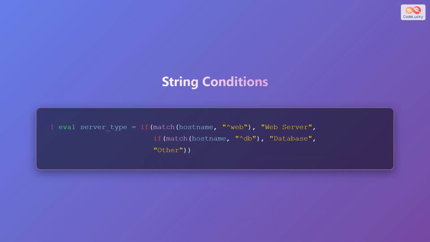The if command works effectively with string pattern matching using functions like match. This example categorizes servers based on hostname patterns. The first condition uses the match function to check if the hostname starts with web, using a regular expression. If true, it returns web server. The nested if checks if the hostname starts with DB, returning database if true, or other for any hostname that doesn't match either pattern. This approach is valuable for automated server classification and inventory management.